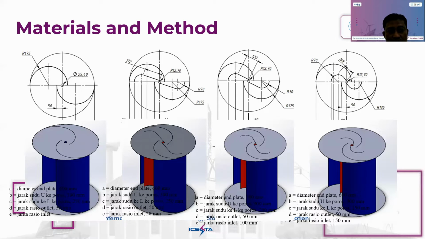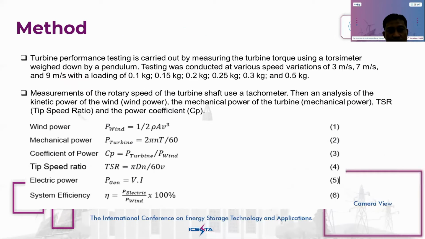This is the material and method. This is the single blade: the 1 and 1 ratio, the 2 and 1 ratio, and the 3 and 1 ratio, but they have the same Savonius rotor diameter. For this method, we have some equations from previous research: wind power, mechanical power, coefficient of power, tip speed ratio, battery power, and system efficiency.